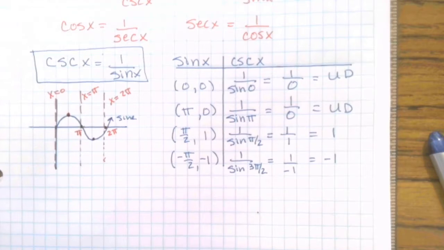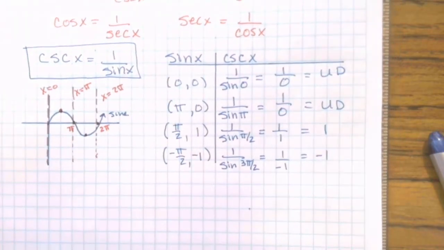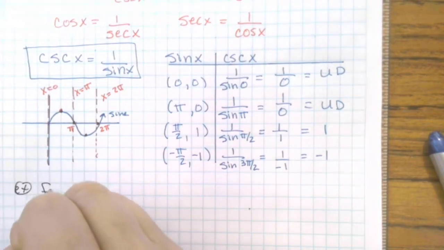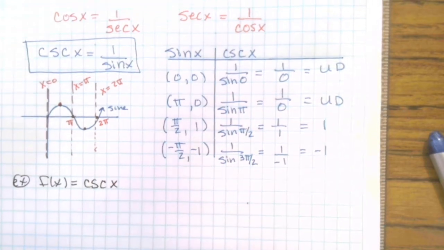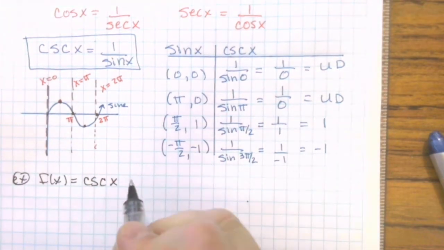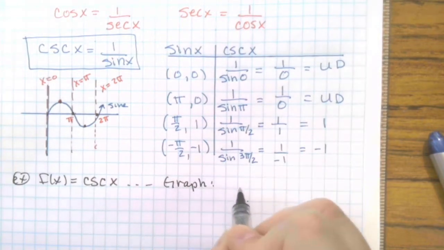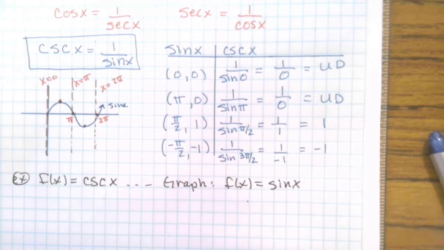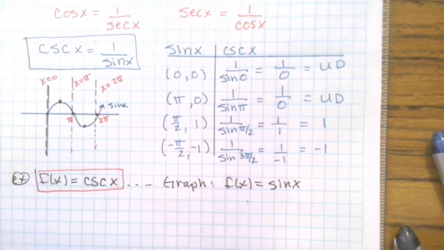Let's go ahead and graph. I wanted to show you where the asymptotes were and why, because those areas are undefined. Our example that we're going to graph is f of x equals cosecant of x. What we do with cosecant and secant is we start by graphing f of x equals sine x, and then we use that graph to make the cosecant graph.